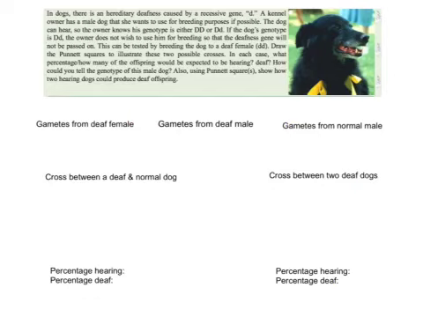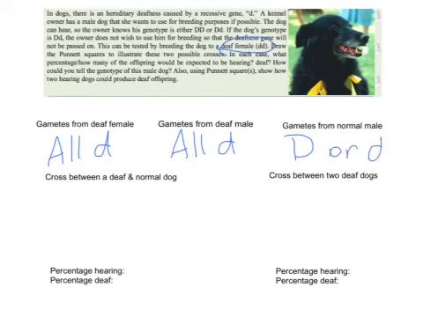So the gametes of a deaf female, as we know, she's little d, so she will only be able to pass on little d gametes. Now a deaf male is going to do the same and only be able to pass on little d's, as he is also homozygous recessive. Now the gametes from our normal male are going to depend on whether he is homozygous dominant or whether he's heterozygous. If he is homozygous dominant, he's only going to be able to pass on big D's. However, if he is heterozygous, he's also going to be able to pass on little d's.